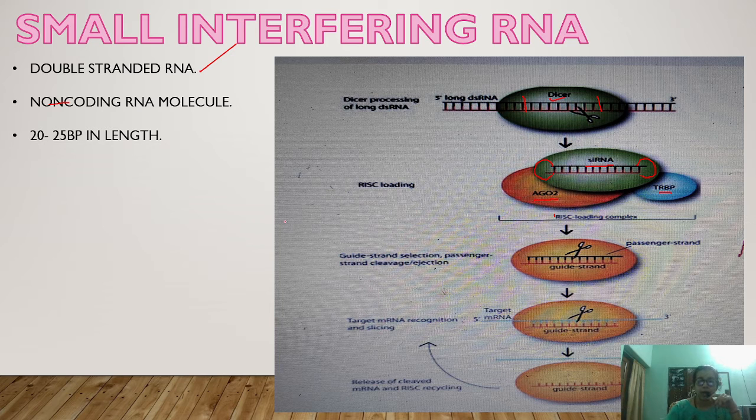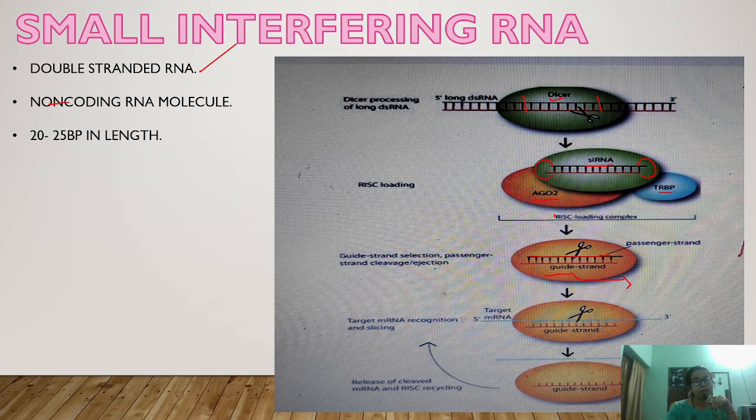Then what happens after RISC binding? Among these two strands, one strand will act as a passenger strand, which will be cleaved out later on, and the other strand will act as the guide strand. As the name suggests, the guide strand will act as a guidance or a mentor which will guide through the mRNA and reach the target mRNA which needs to be cleaved out, and it will bind and form a complementary pairing with that mRNA. That is the role of the guide strand.